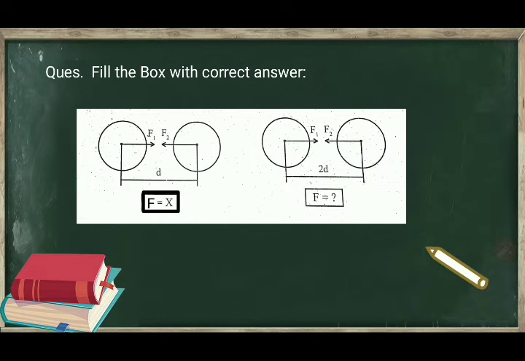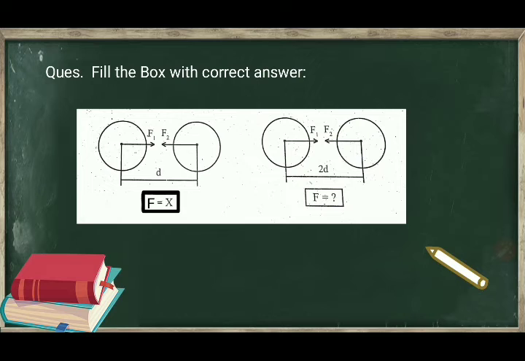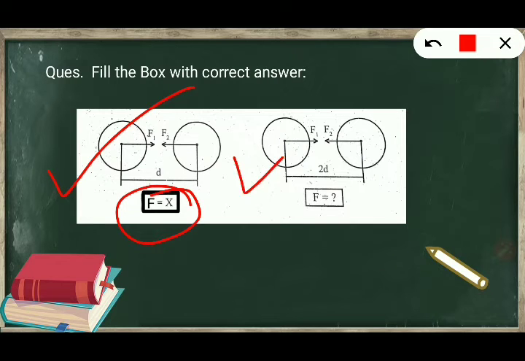So this is a question which you can solve. You have to fill the box or question mark. It says that in the normal condition force is equal to x. So in this condition, what is F when the distance changes from D to 2D? Then what will happen?